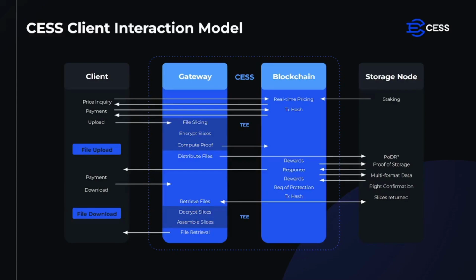On the left, we have the client followed by the CESS gateway, and then the blockchain and storage nodes. Most of the time, the client interacts with the gateway only via API call. The gateway in turn sends requests to the CESS blockchain or storage nodes.